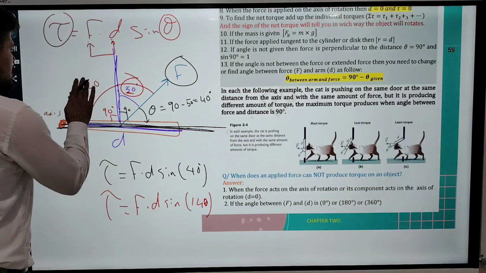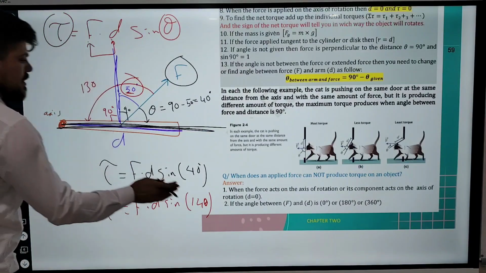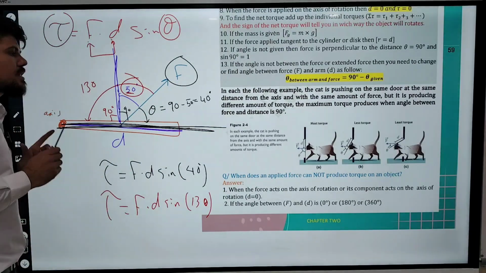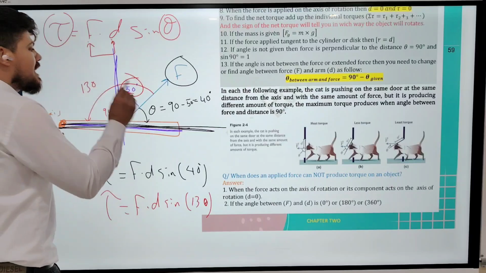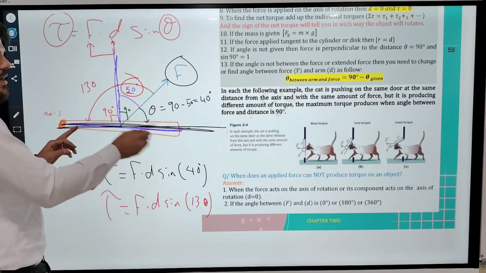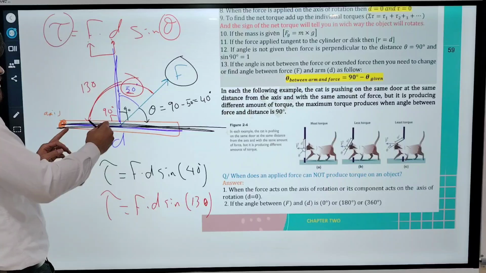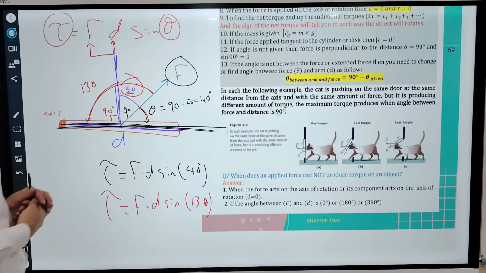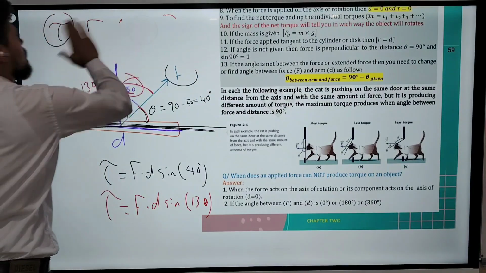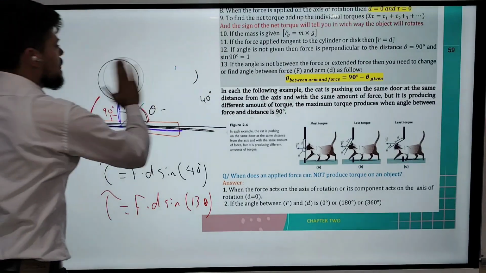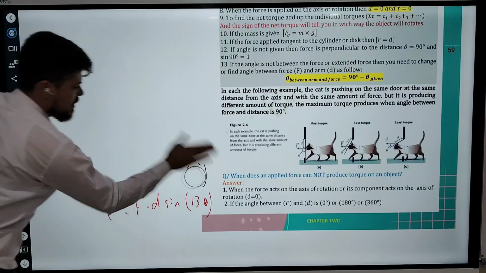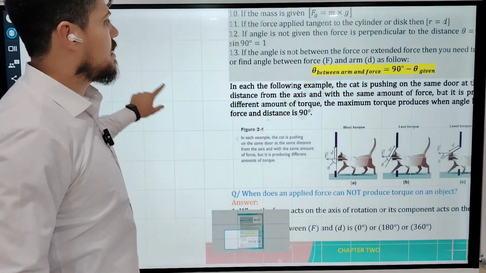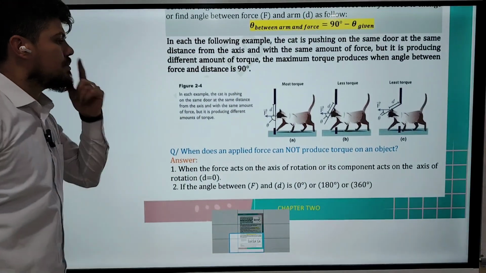Okay, sorry, this is 130. Sorry, 130. Okay, both are correct. The most important thing here, you have to think about that this angle should be between force and the arm. So this is the angle between force and arm, and also this is the angle between force and the arm or the distance. So this is very important. Pay attention, please.